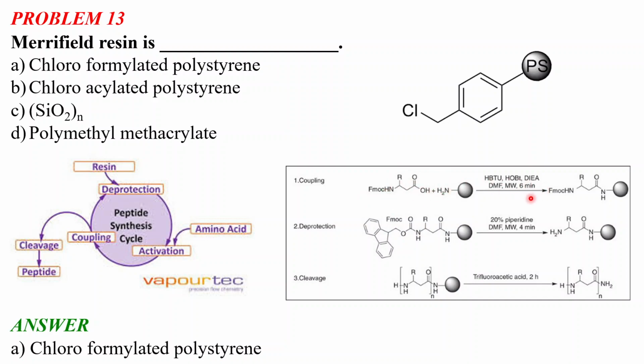So the first step is the coupling step, for which the coupling agents are HBTU. This kind of amide coupling reagents are used. The approximate time is 6 minutes for this coupling. Then after the coupling, what happens? The deprotection step. What happens during the deprotection step? 20% piperidine in DMF with microwave is used to cleave this FMOC protecting group from this position. And then the cleavage phase: what happens during the cleavage phase? Trifluoroacetic acid is used to cleave the particular amino acids from the resin bed.